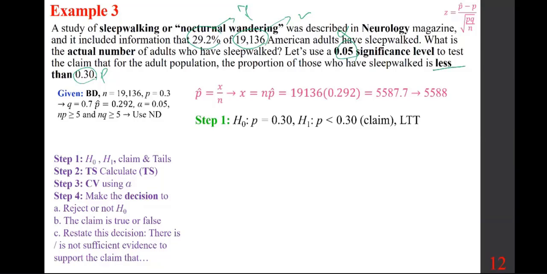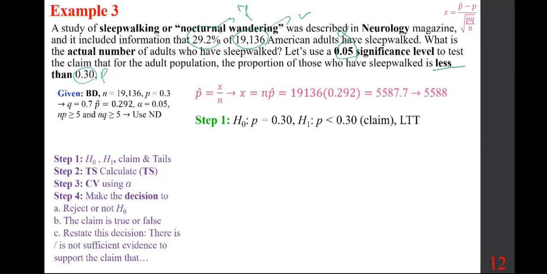Why is that the claim? Read the question. A 0.05 significance level to test the claim that the adult population, the proportion of those who have sleepwalked, is less than 0.3. So that's why. And less means left tail test.